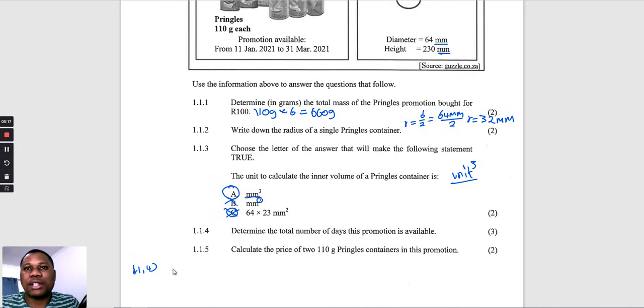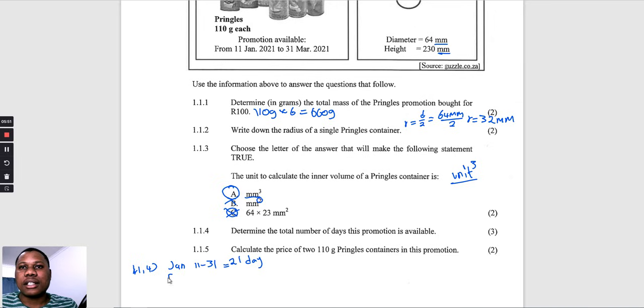So let's check for the month of January. How long will the promotion last? The promotion in January is going to last from the 11th up until the 31st. Remember, January ends on the 31st, okay? So we're going to count from the 11. So 11, 12, 13, 14, 15, 16, 17, 18, 19, 20, 21, 22, 23, 24, 25, 26, 27, 28, 29, 30, 31. So for January, we get that the promotion will be there for 21 days, but it doesn't stop.